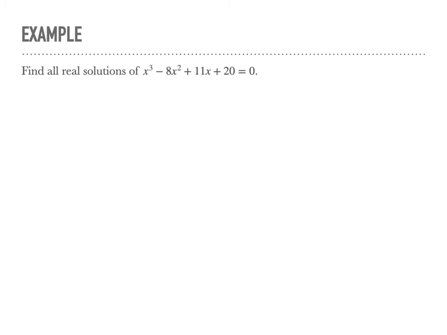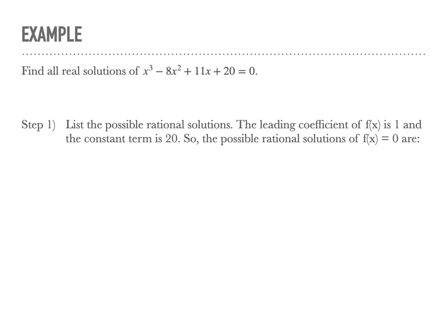So let's say we have to find all real solutions of this given polynomial. Well, step one is to list all these possible rational solutions, and we can do that using the rational root theorem. It's important to note that the rational root theorem only gives you the possible solutions, so you actually have to test them out. As you can see, the factors of 20, which is our constant term, are 1, 2, 4, 5, 20, and also the negatives of those.